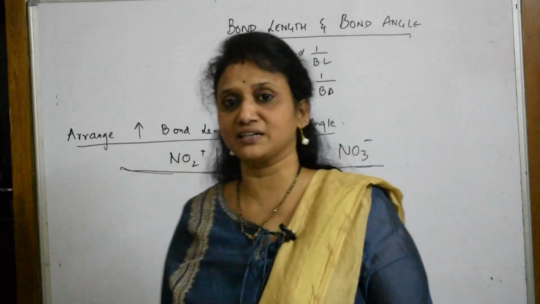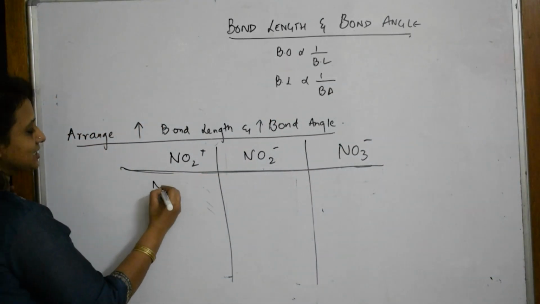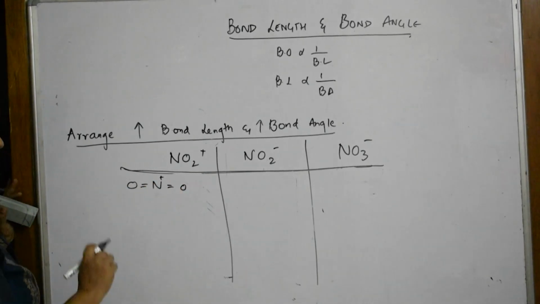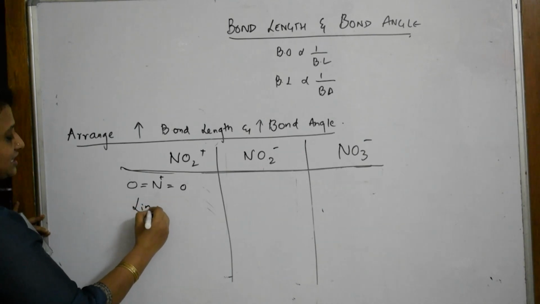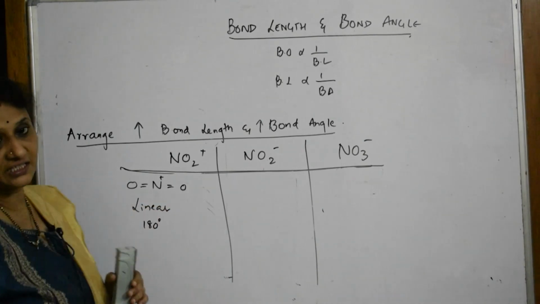Let's see whether I am correct or not. Here they have given me this question. As soon as this is given, let us write the structures quickly. NO2 plus: what is the shape of the molecule? It is linear in shape. Whenever it is linear, the bond angle is compulsorily 180 degrees.